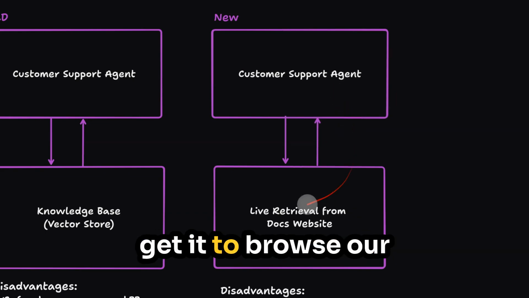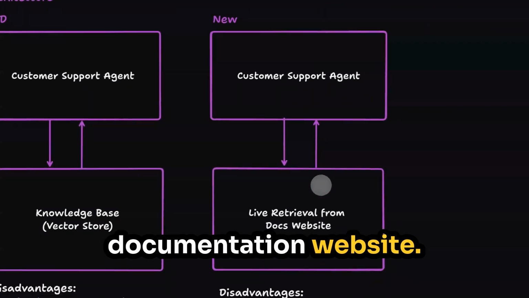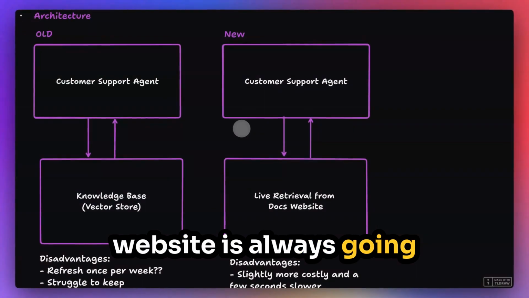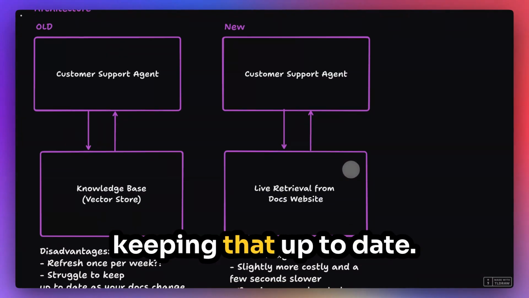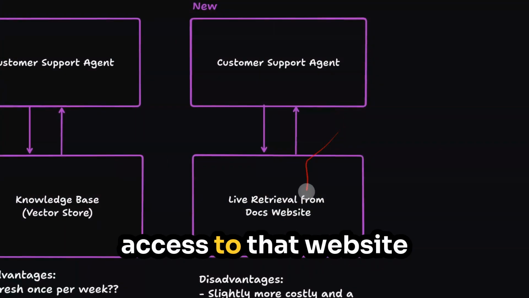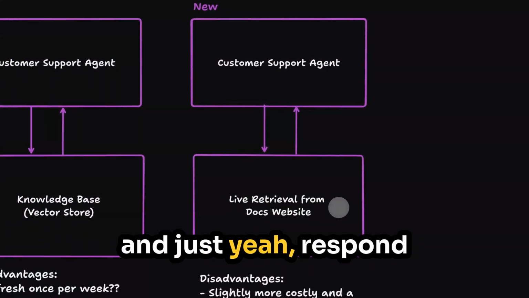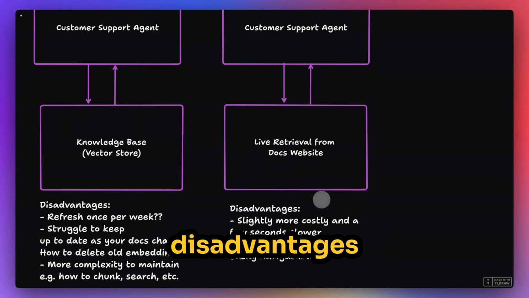So literally we just get it to browse our documentation website. Our documentation website is always going to be up to date because that's the source of truth for our documentation. So we're already keeping that up to date. So we're just going to give our AI agent access to that website and just respond based on that.